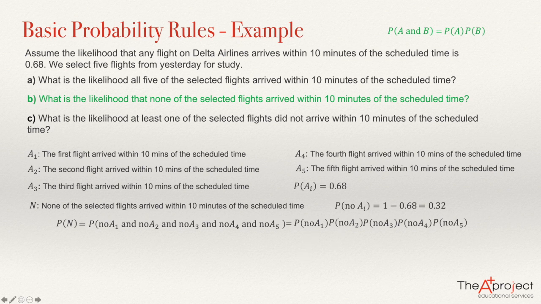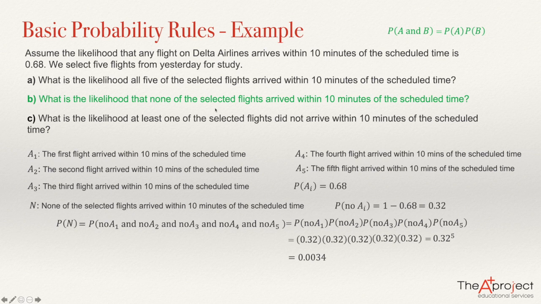So actually we have the probability of each of these events. For that reason, the probability that none of the selected flights arrive within 10 minutes of the scheduled time will be 0.32 times 0.32 times 0.32 times 0.32 times 0.32. So multiply 0.32 five times. This is equivalent to typing 0.32 to the power 5. So just do that, and the answer will be 0.0034. This answers the second question.